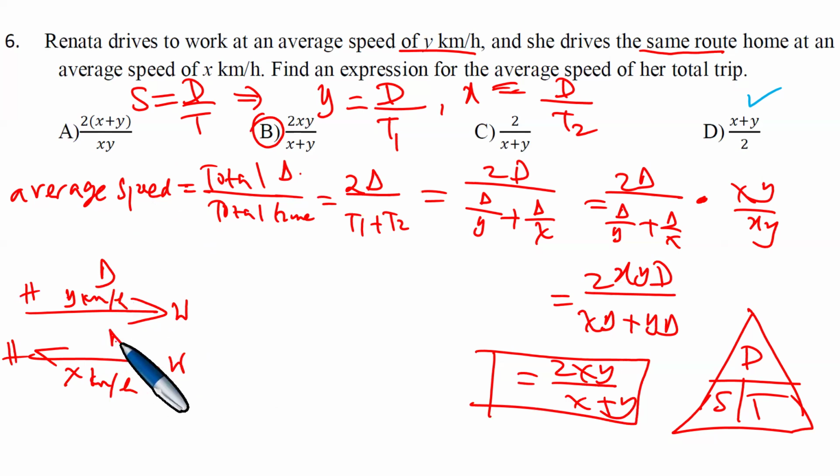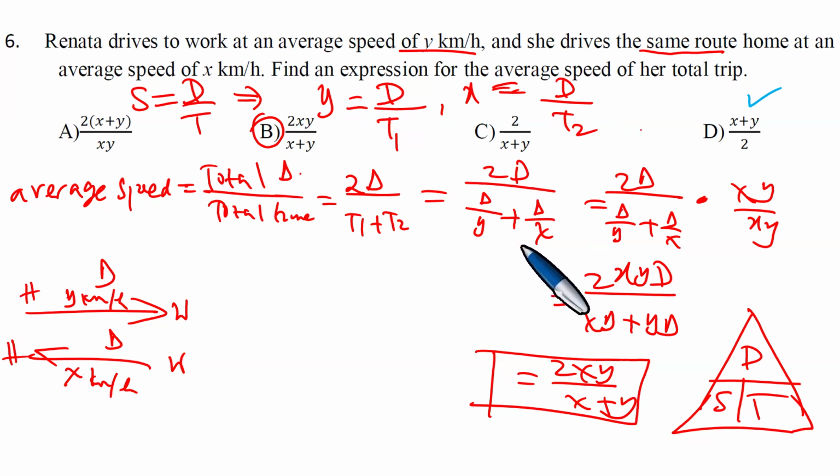Now the average speed becomes the total distance divided by the total time. The distance is the same, so the total distance is 2 times some distance d, divided by the total time, time 1 plus time 2. What is time 1? It's going to be d over y here. What is time 2? It's going to be d over x.